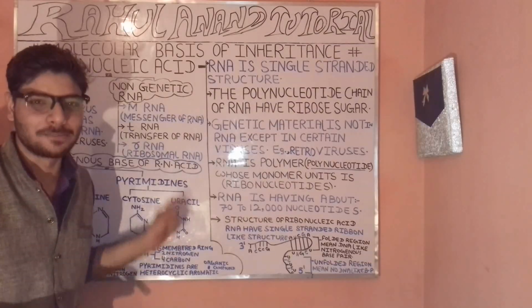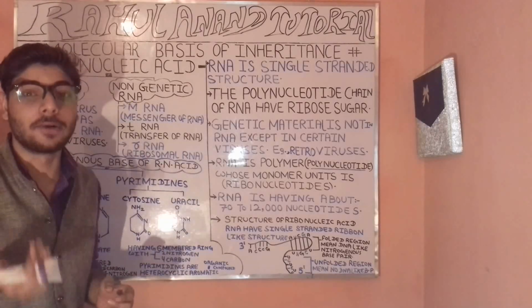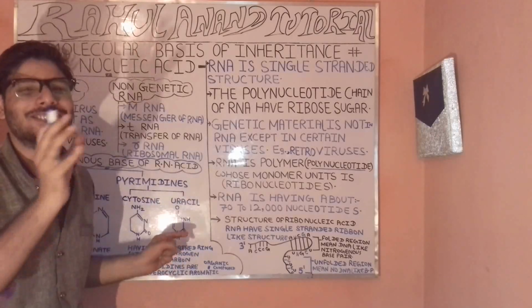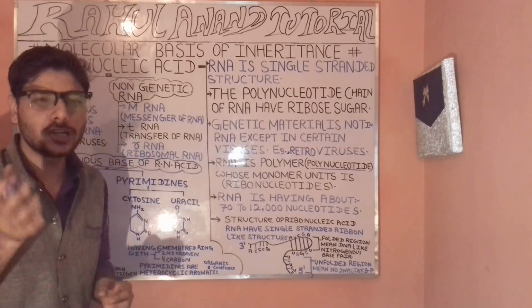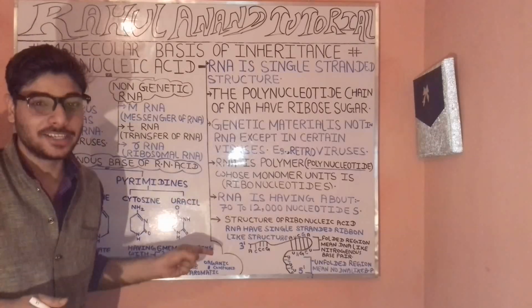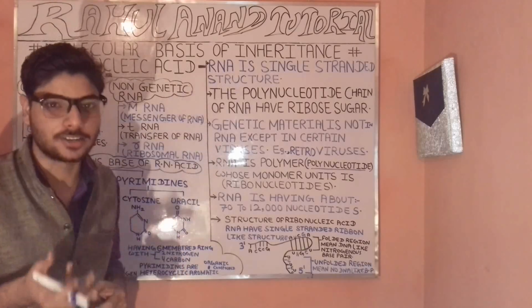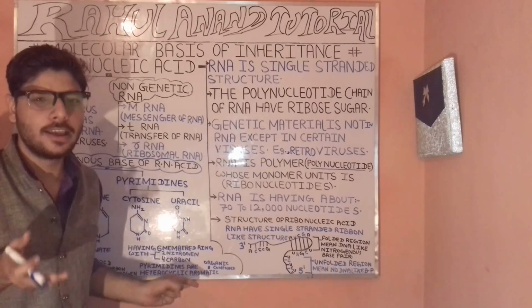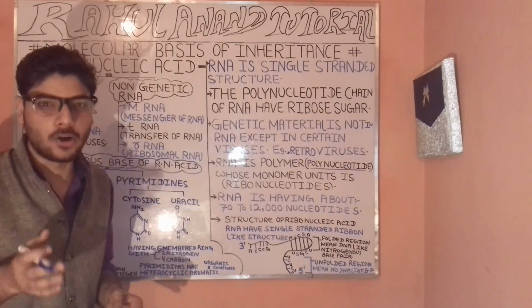Let's understand the pyrimidines. The pyrimidines are the nitrogenous bases of RNA, the ribose nucleic acid. They are cytosine as well as uracil. Now when we understand the structure, it is a heterocyclic, aromatic, organic compound-like structure.